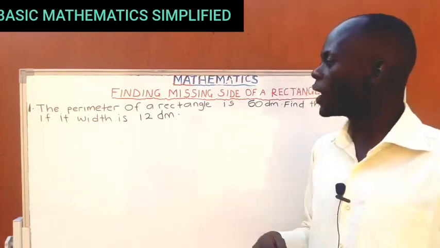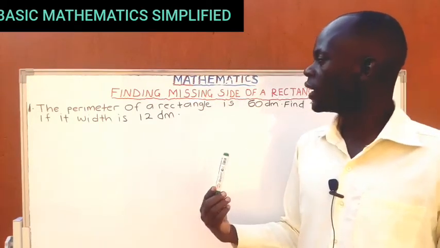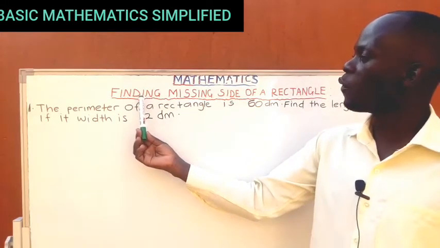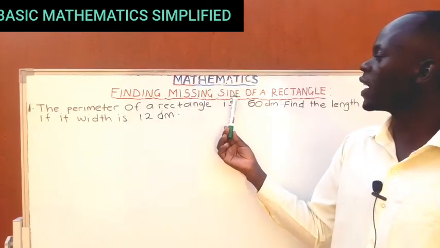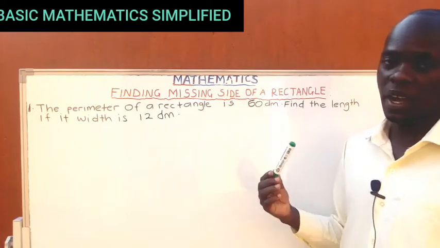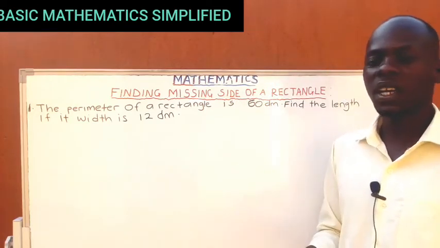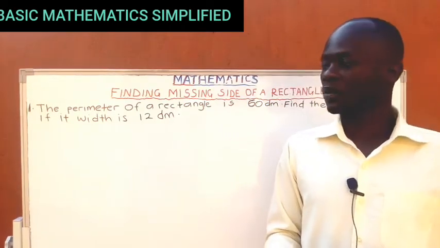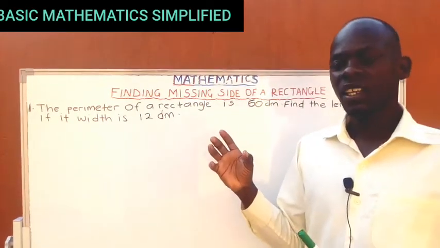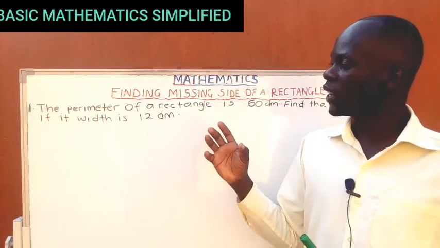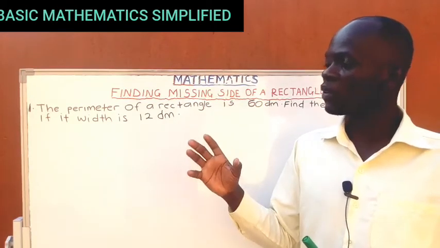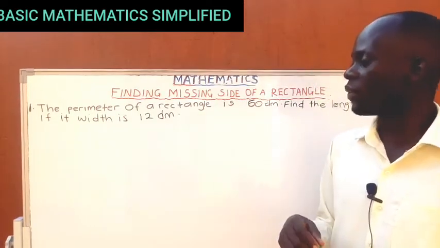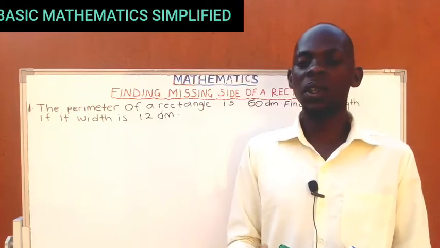Now, today I want us to find something very special here. The thing is about finding the missing side of a rectangle when we are given the perimeter. That's what I want us to look at. So those children in primary 4, primary 5, primary 6, and even primary 7, if at all they are there, we can handle this together.